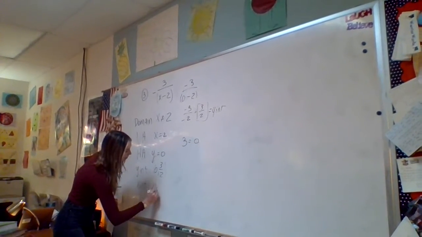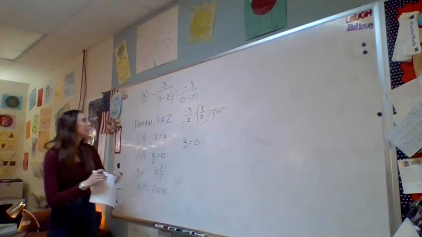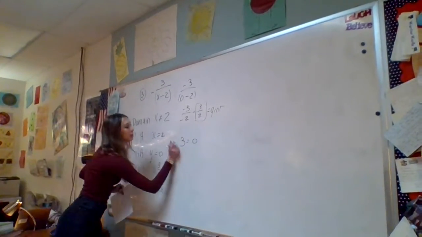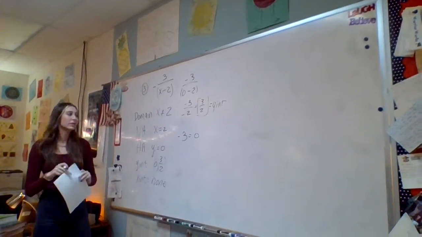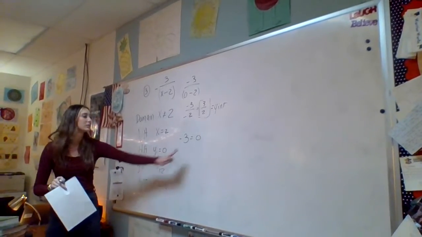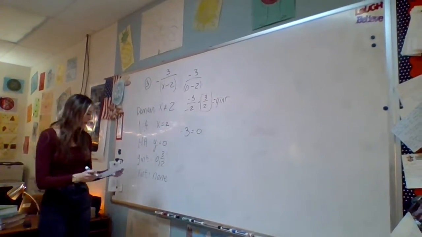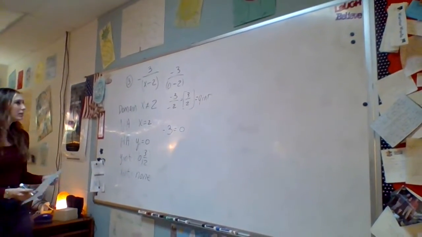What about the negative 3? Would it be negative 3? If there's a negative in front, it could either be on the top or the bottom. So even if you set negative 3 equal to 0, it'll still be no x-intercepts because there's no x's on the top. Does that make sense? Okay. So now we're ready to graph.